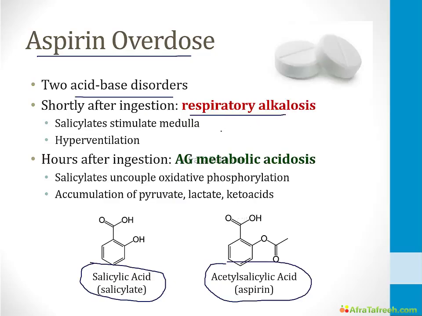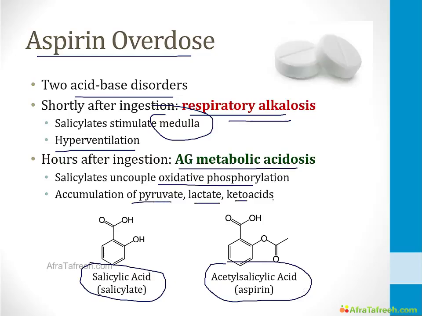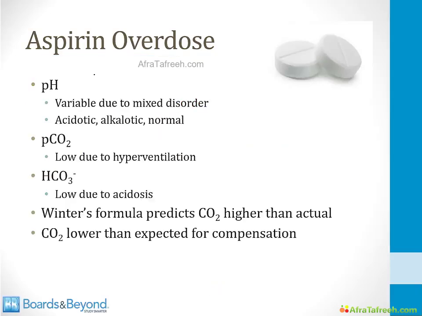This happens because salicylates have a direct stimulatory effect on the respiratory center in the medulla. This leads to hyperventilation, which lowers the carbon dioxide level and causes a respiratory alkalosis. A few hours later, the patient will develop a second acid-base disorder, and that disorder is a high anion gap metabolic acidosis. This happens because salicylates uncouple oxidative phosphorylation. This leads to accumulation of pyruvate, lactate, and keto acids, and all of these things cause a high anion gap metabolic acidosis. Because aspirin overdose causes 2 acid-base disorders, the laboratory findings can be tricky, so let's talk about those now.